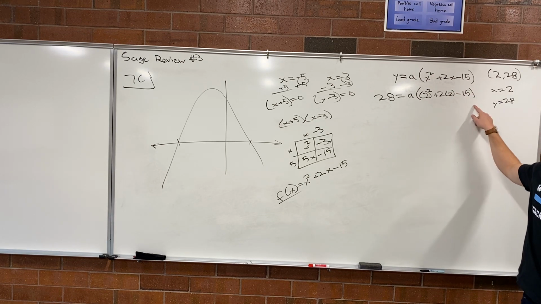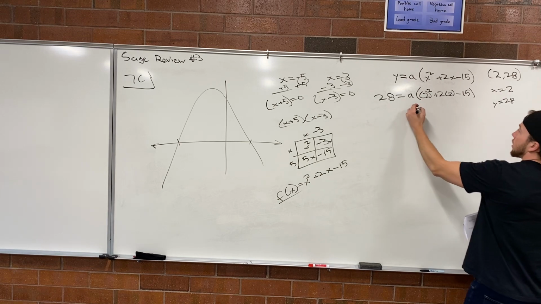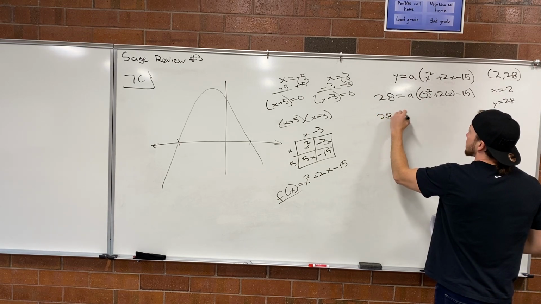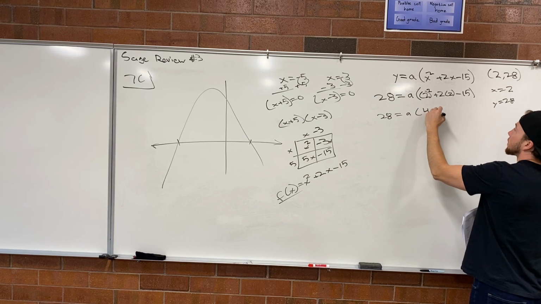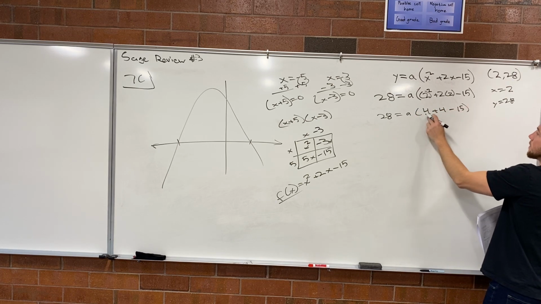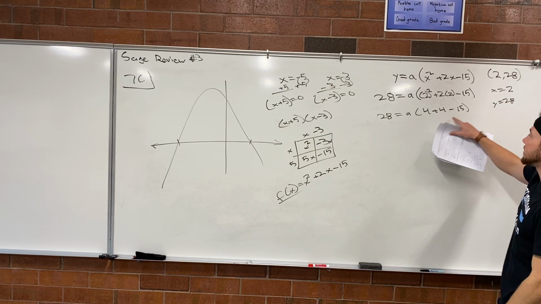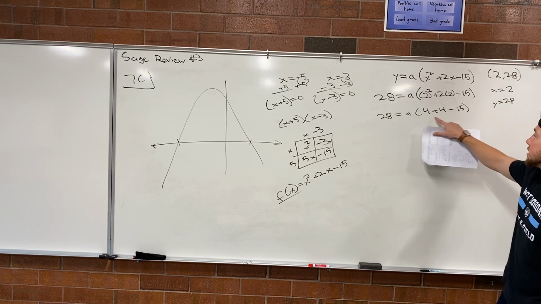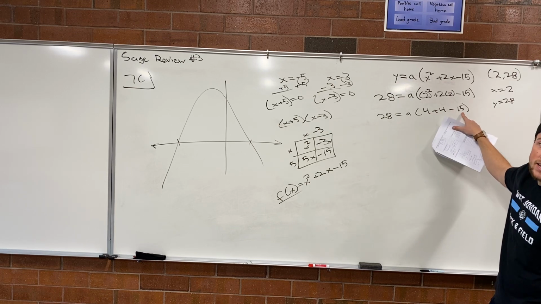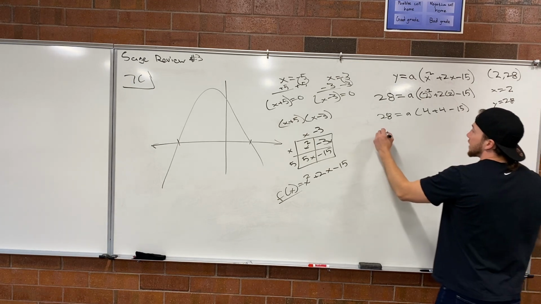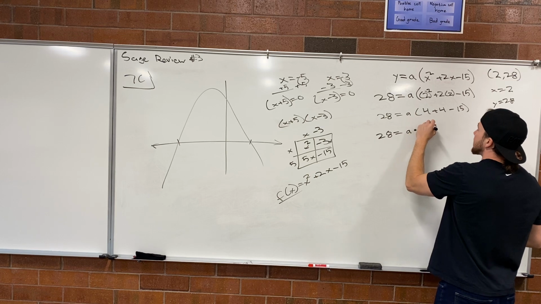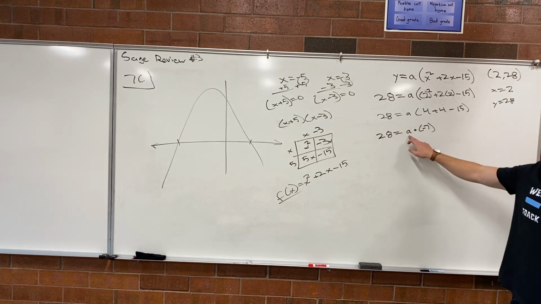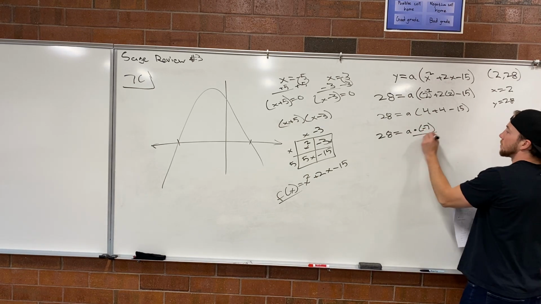Okay, so now let's simplify what's inside the parentheses. So 28 equals a times 4 plus 4, minus 15. 4 plus 4 is 8, minus 15. Simplifying all this, 4 plus 4 minus 15 gives us negative 7. So I got 28 equals a times negative 7. Now the last step to solve for a is to divide both sides by negative 7.